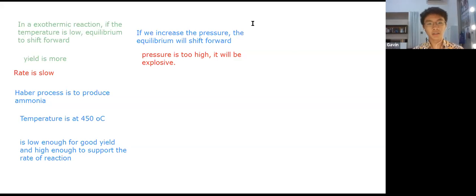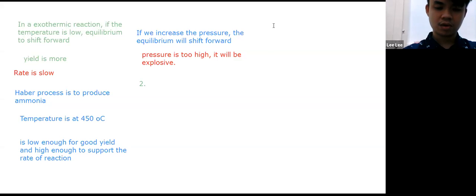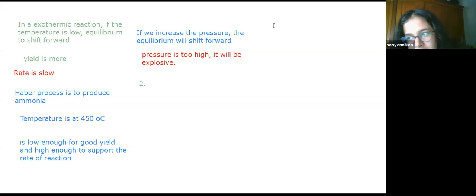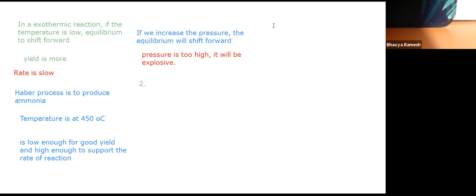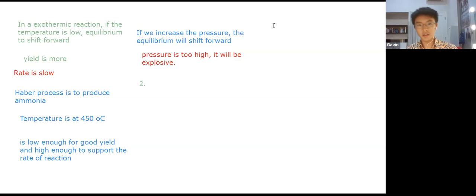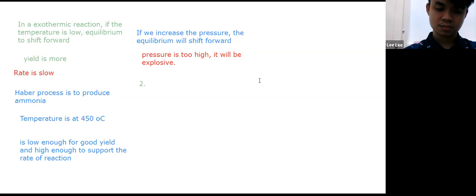Sir, what do you mean by temperature is low in an exothermic reaction? Does that mean activation energy is needed less? No, but to support that, you have to have a low temperature in order for it to happen. But can't you also have a high temperature? What temperature? I'm not very clear. In an exothermic reaction, the top left one, if the temperature is low... Wait, never mind.